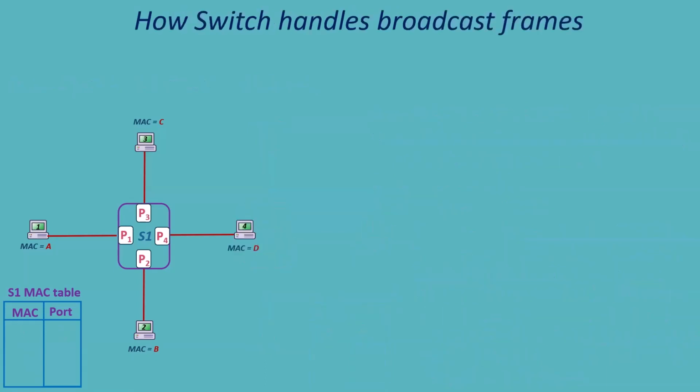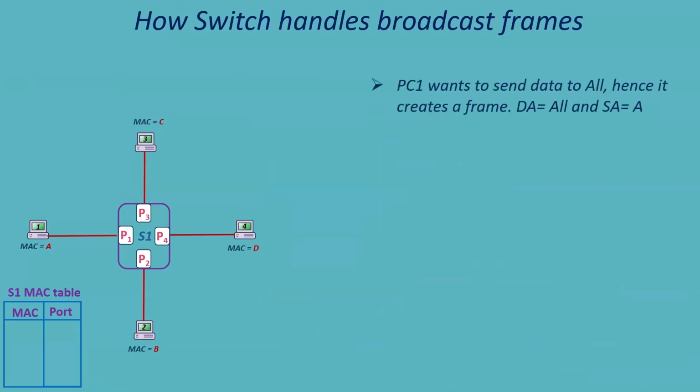Now, moving on to broadcast. How do layer 2 switches handle broadcast? So in this case, PC1 wants to send data to all. It creates a frame, source address A and destination all, sends it out. Switch 1 receives it on port P1. Again, the step 1 followed is the same. By now, you should have got used to it. First step is to check the source address field, and find it to be A.